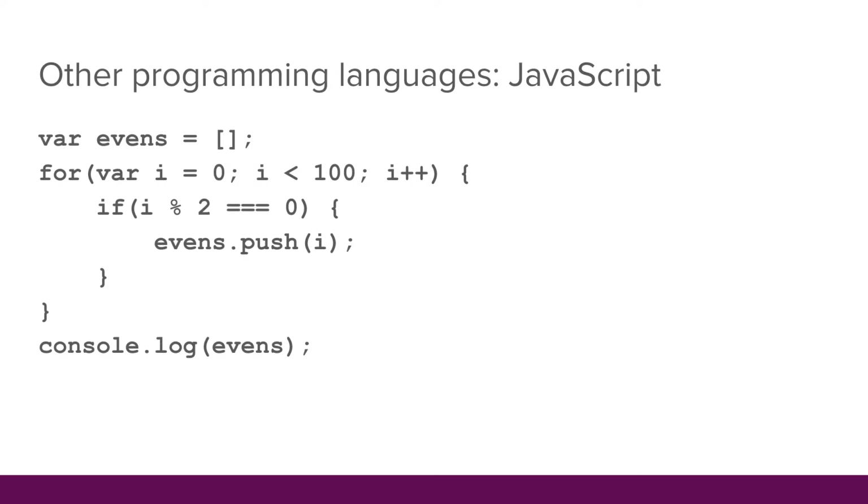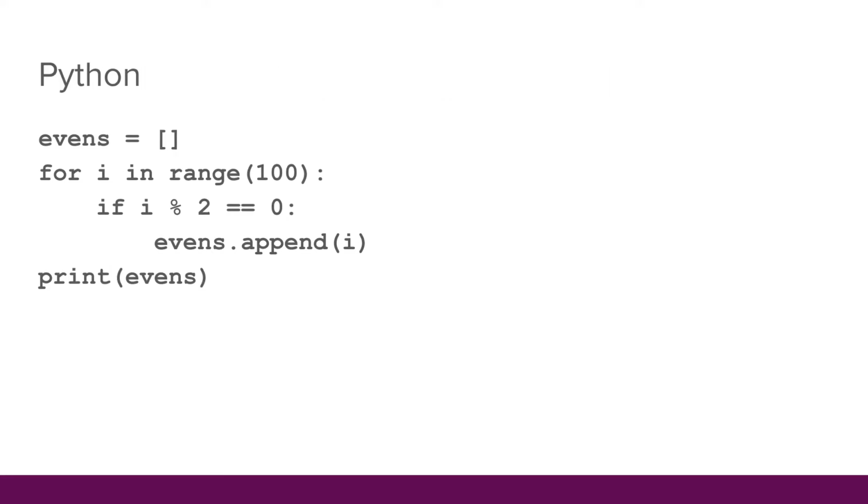And then some of you might have a little bit of experience with JavaScript. We see that instead of declaring an array list evens, instead we're just declaring it as just a variable. So we're getting a little bit towards Python, but in Python, ta-da, this is Python.